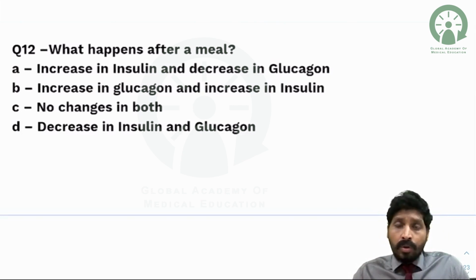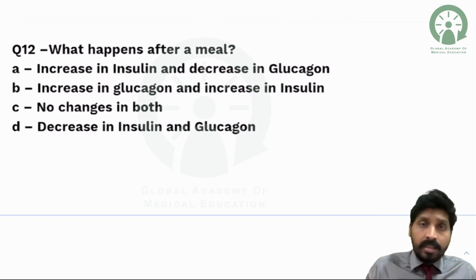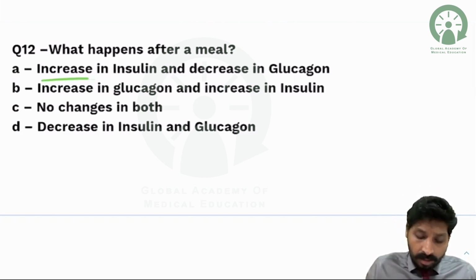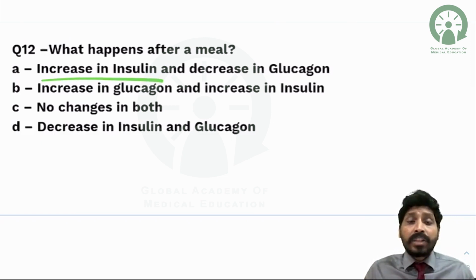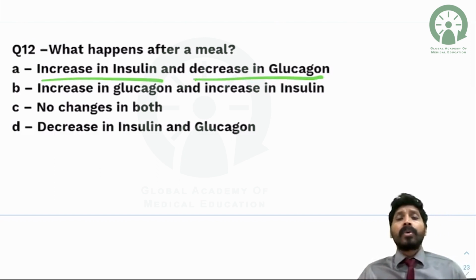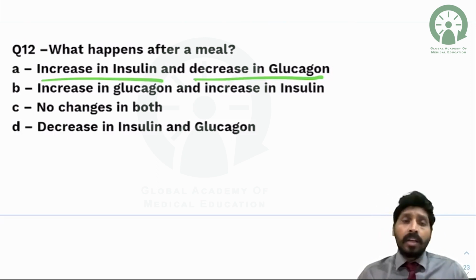When there is glucose from outside, why would you have to produce glucose from inside? So the answer is yes, immediately there is a rise in the blood glucose level after a meal, there is increased insulin secretion from the pancreas. Obviously there is no need of glucagon for inside glucose production, so it has to decrease, right? So, increase in insulin, decrease in glucagon.